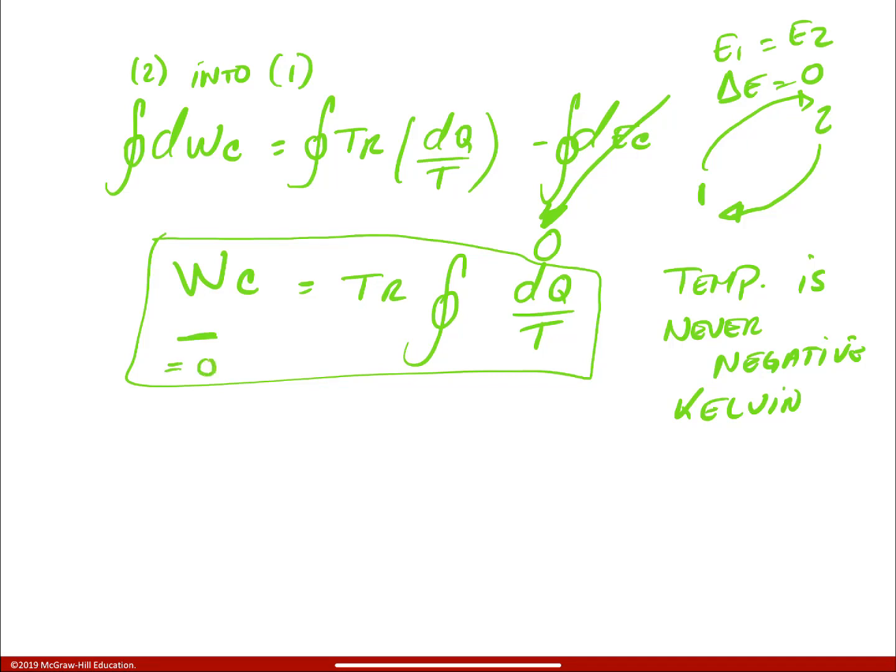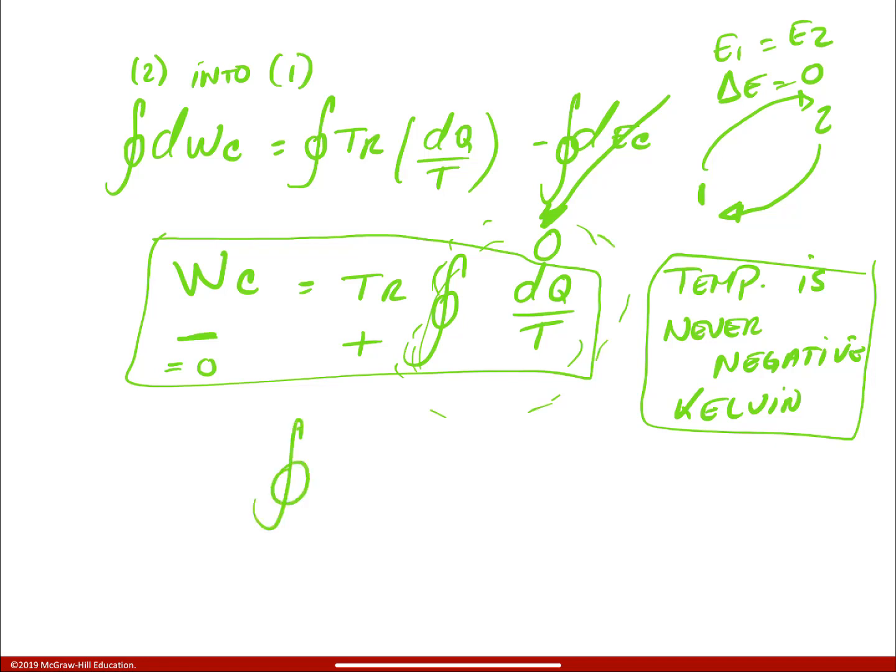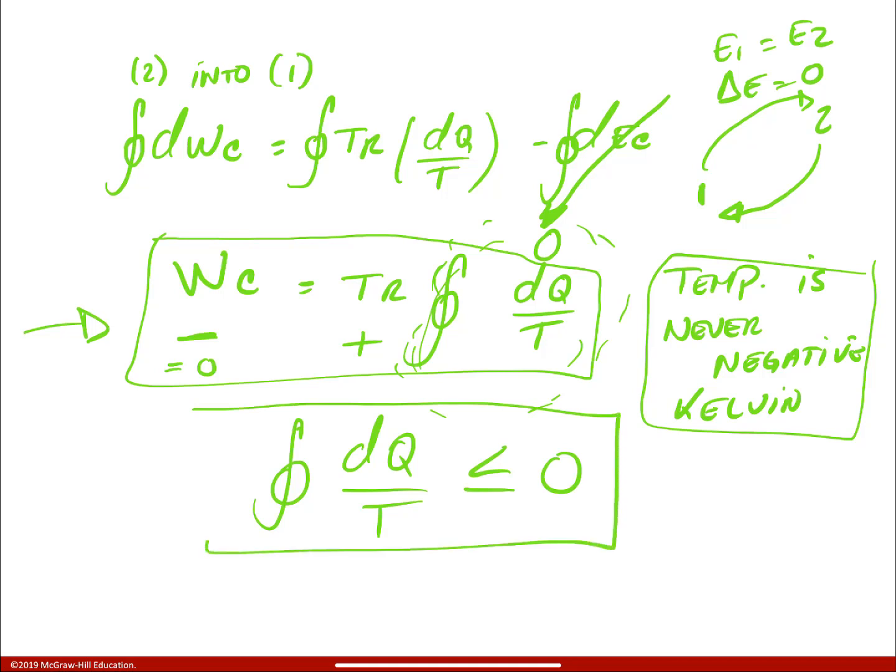Okay, so the only way for me to find the behavior of this side of the equation, if I need to get negative or zero, the temperature will never be negative, as I just said, because we're working in Kelvin. So since this will always be positive, the other component has to be either negative or zero. So in order for this equation to work, my cyclic integral of dq over t has to be less than or equal to zero. And that's the Clausius inequality.